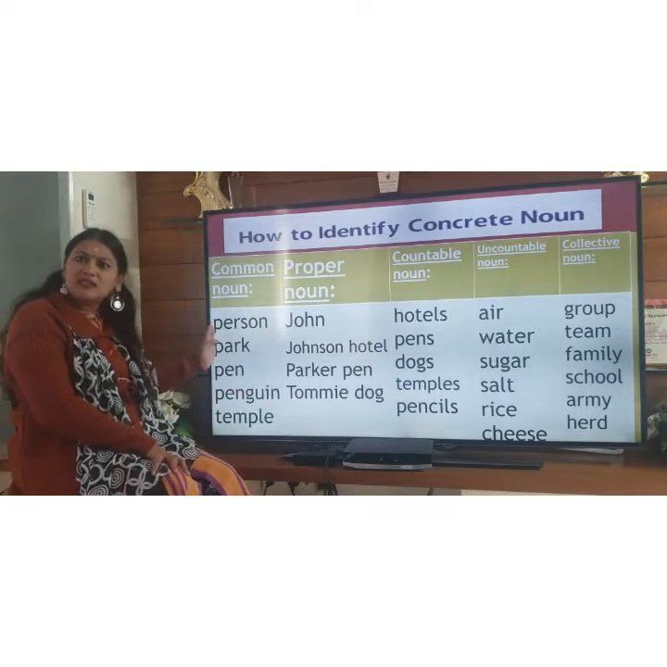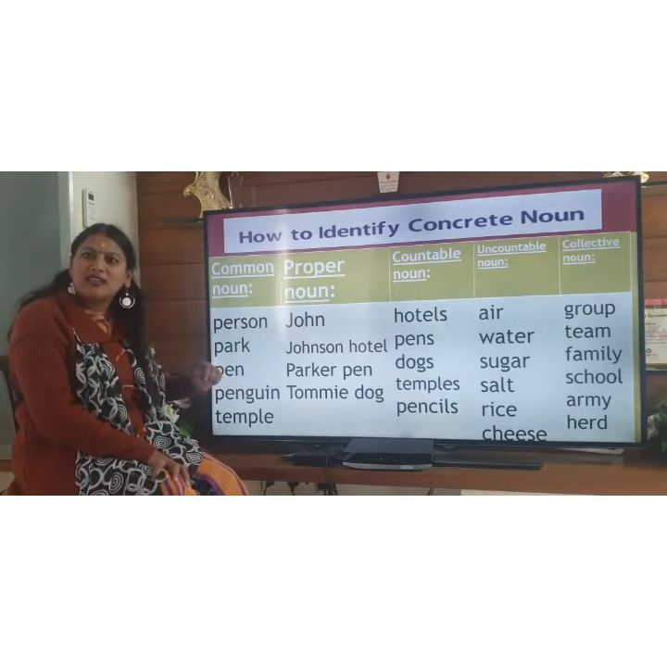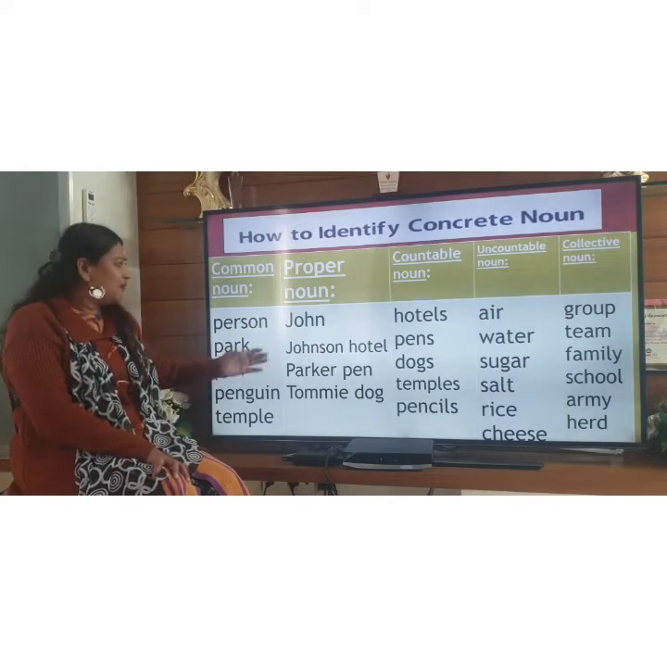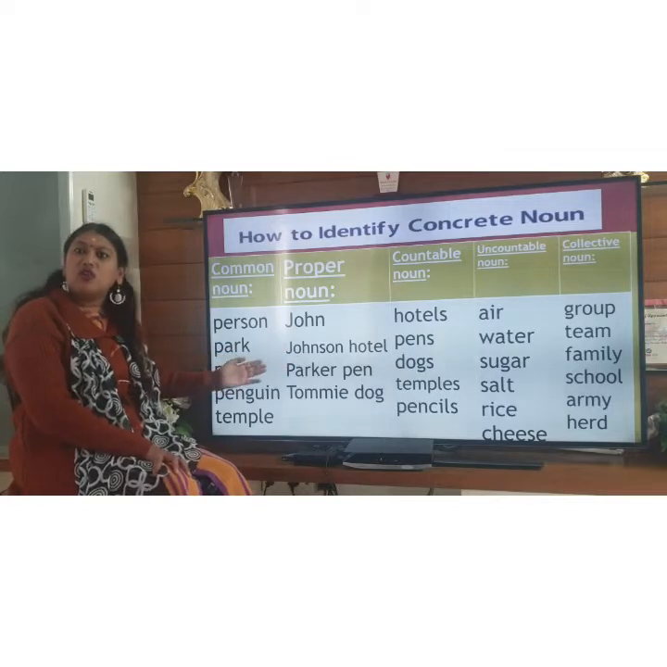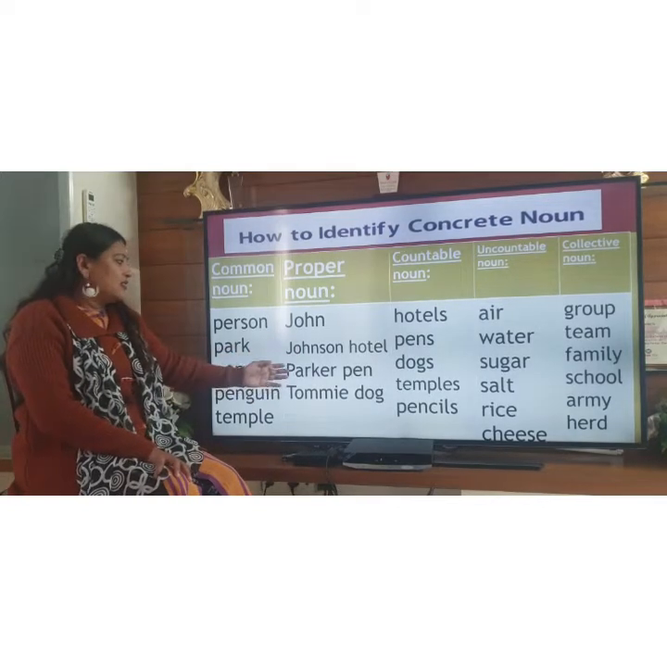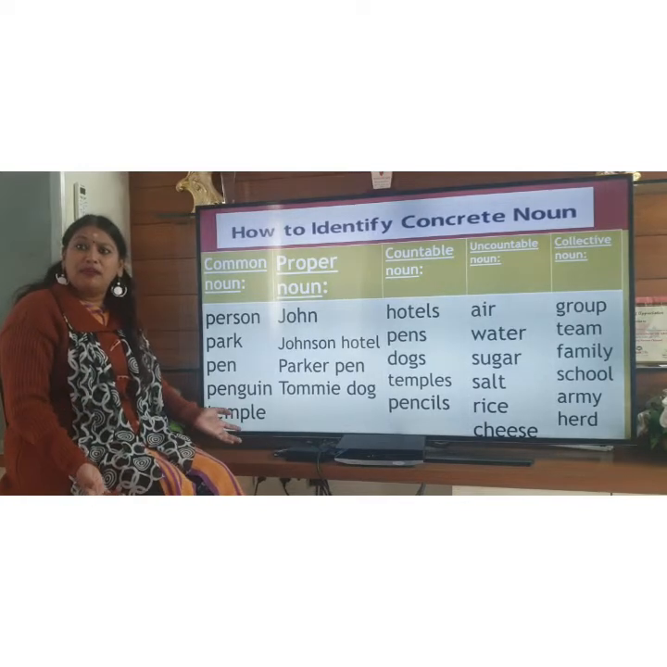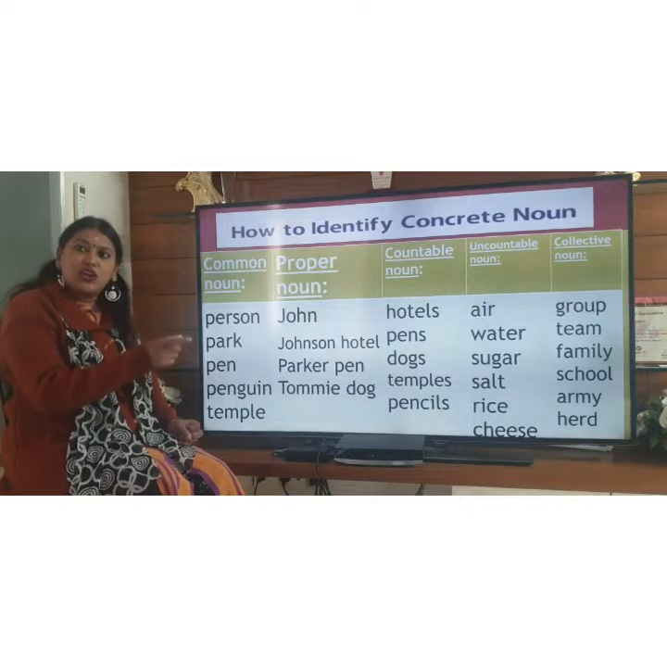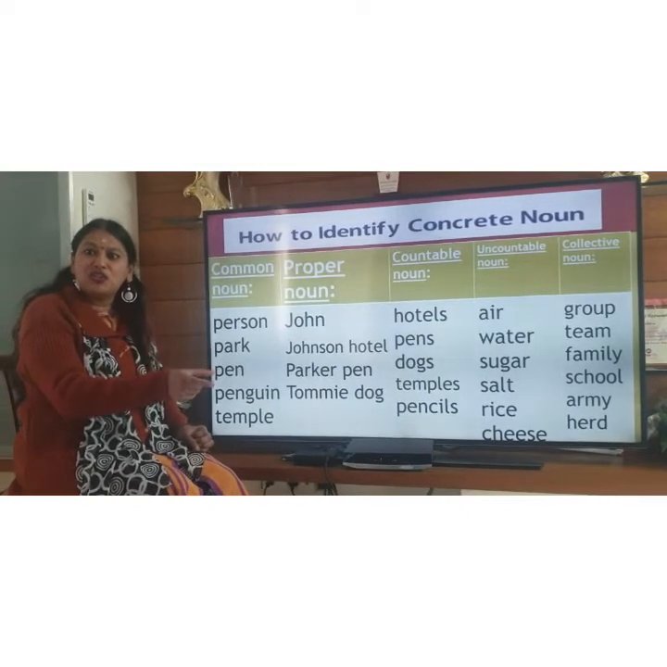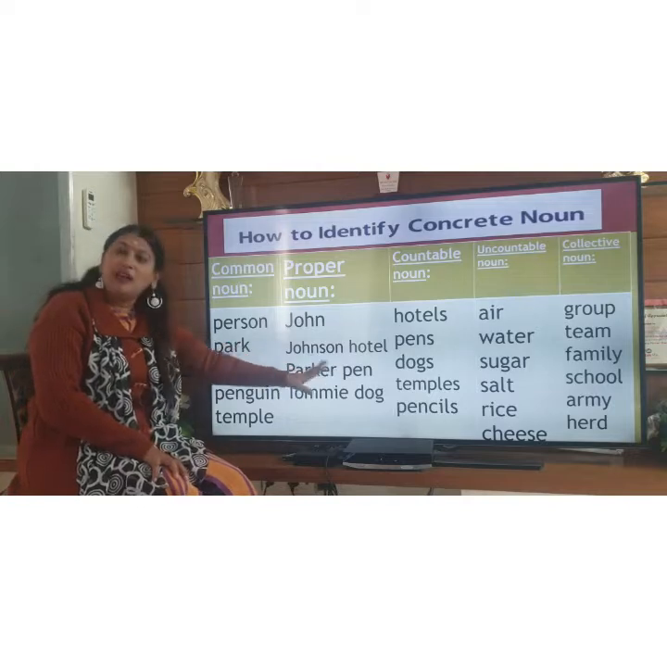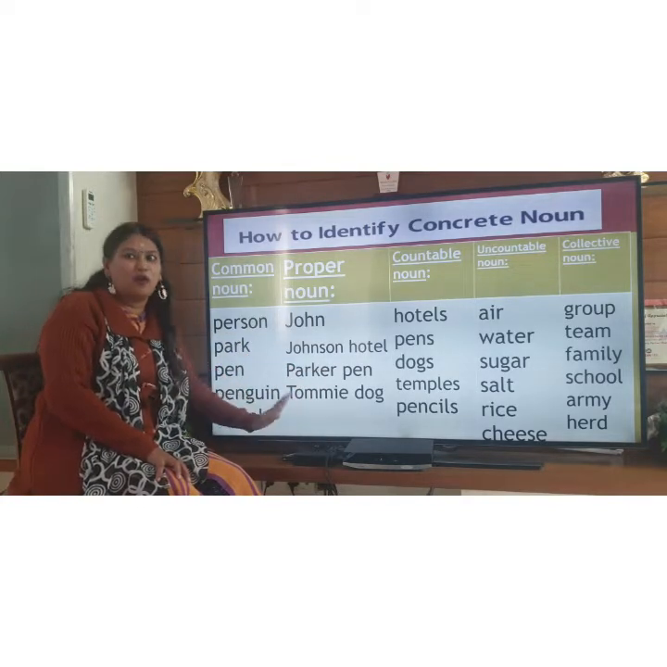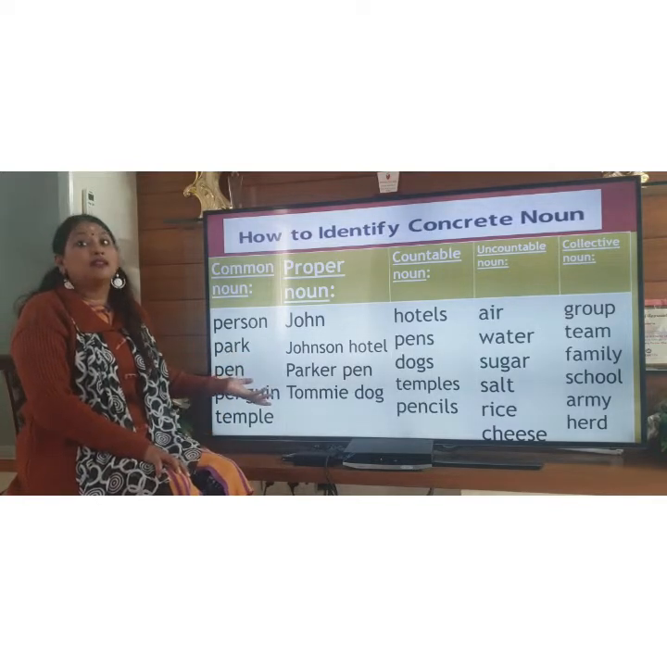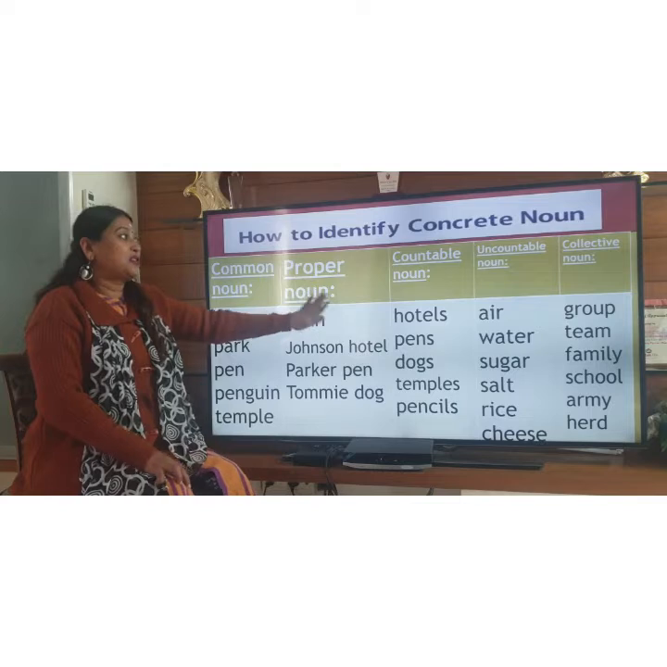Person. Who's that person? He's Mr. John. So Mr. John is a proper noun. Got it, dear? Now see, hotel. Which hotel? Johnson Hotel. Temple. Which temple? ISKCON Temple. You are talking about ISKCON Temple. Church. St. Peter Church. The same pen, Parker pen. So these are the proper nouns. I hope it's clear. A boy can be John. Girl can be Mary. That's what a proper noun is.